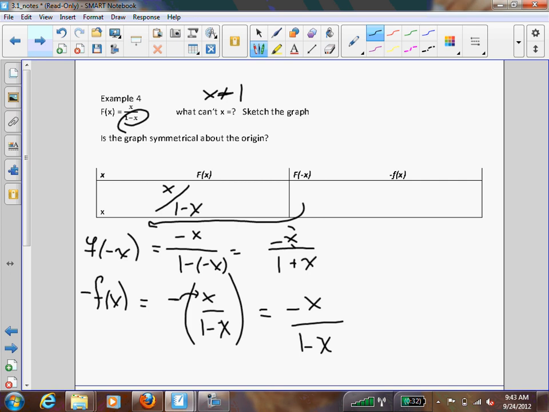If it's not, signs and everything. Remember, you can switch order, right? I can say 1 minus x, or I could say negative x plus 1, and that might sometimes be necessary to see that they're the same, okay? But are they the same? In this case, no. So we know that it's not symmetrical around the origin. It doesn't mean that it's not symmetrical around another point, just not the origin.